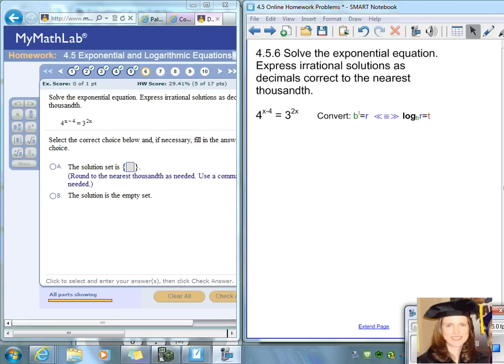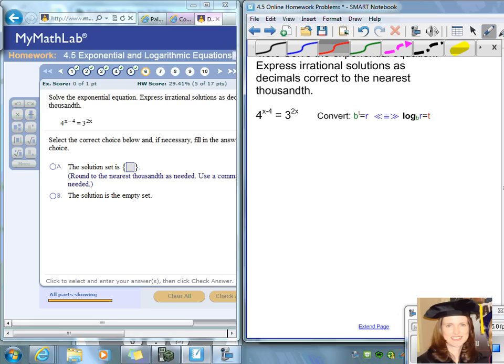Now this equation is an exponential equation, although it has two bases. 4 is the base on the left side raised to the x minus 4 power, and 3 is the base on the other side raised to the 2x power. So it's not an easy transition to go from this form to this form because we actually have two bases.